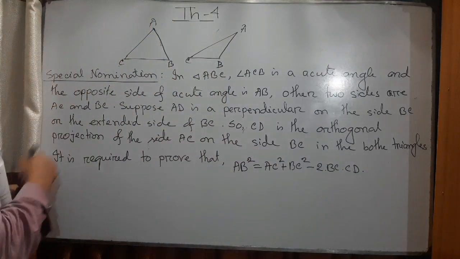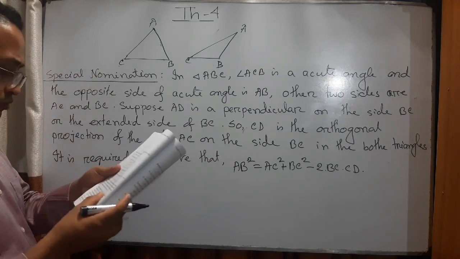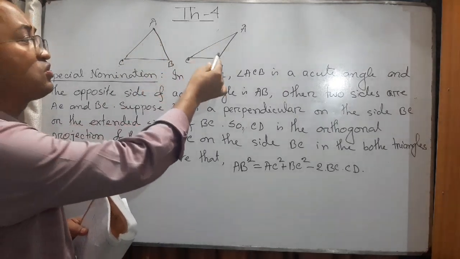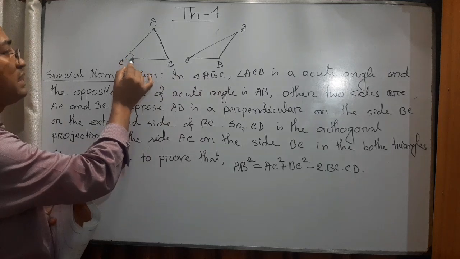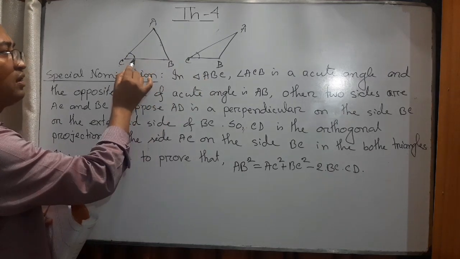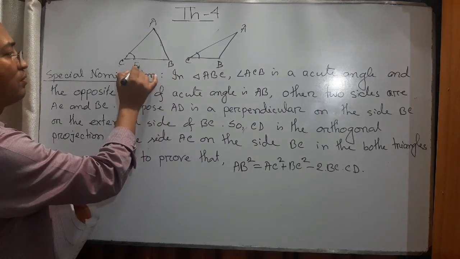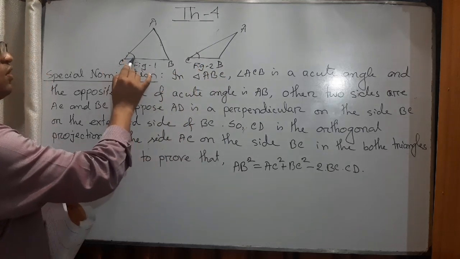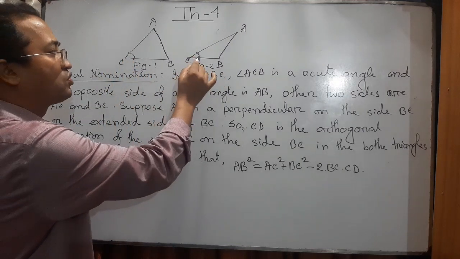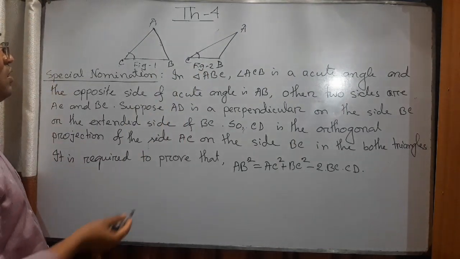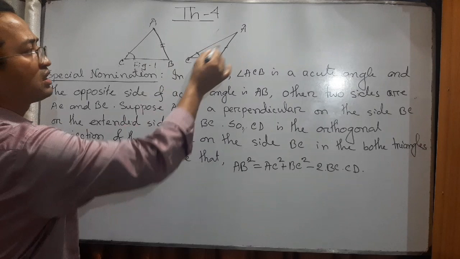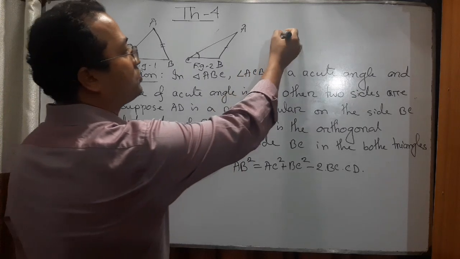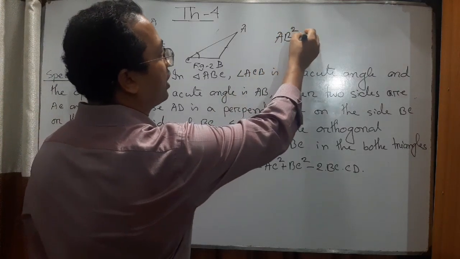Look, I have drawn an acute angle triangle. This is an acute angle triangle, but this one is not; this is an obtuse angle triangle, but here C is an acute angle. Look, this is the acute angle. This is figure 1, and this is figure 2. In figure 1, C is the acute angle, and in figure 2, C is an acute angle. Now, the opposite side of the acute angle is AB. What is the opposite side of the acute angle? AB. So the area of the square on the opposite side of the acute angle is AB square.